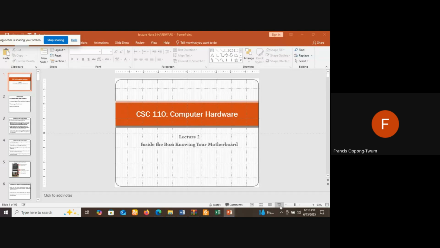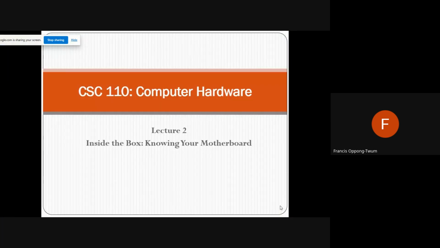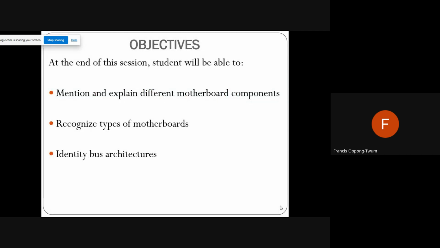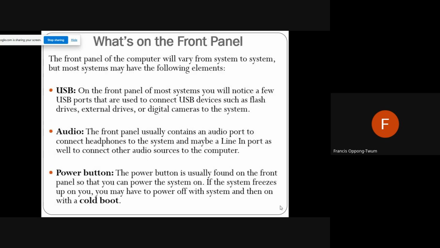I think last week we were able to identify the motherboard. So what do you hope to achieve after today's lecture? You should be able to explain and mention the different motherboard components. When you see the computer motherboard, you should be able to recognize it. Then you should also be able to identify the various architectures that we have.